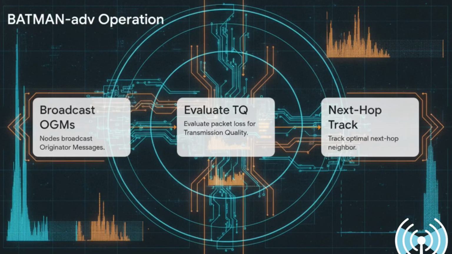Here's how it actually pulls this off. Instead of forcing every single node to calculate and memorize a map of the entire network maze, BATMAN-adv keeps it incredibly simple. Nodes just periodically ping out these tiny originator messages. Their neighbors listen in, measure the packet loss to figure out the transmission quality, and then, here's the kicker, they only memorize the absolute best immediate next step toward the destination. No full route math required. Just, who do I hand this to right now?